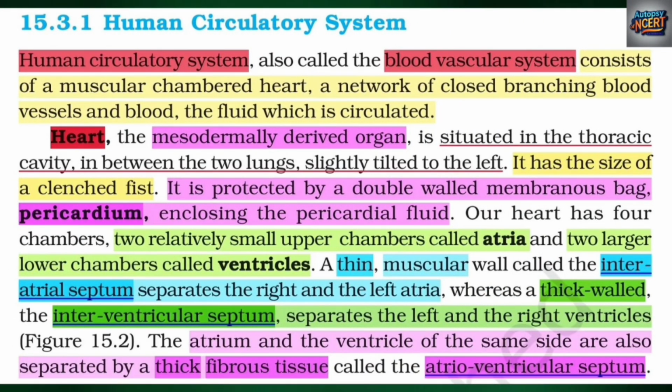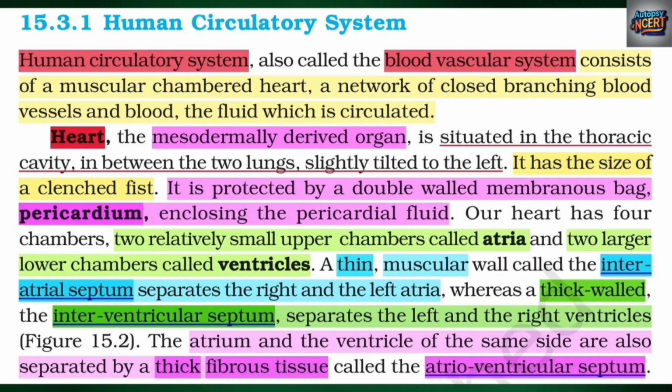15.3.1 Human Circulatory System. Human circulatory system, also called the blood vascular system, consists of a muscular chambered heart, a network of closed branching blood vessels and blood, the fluid which is circulated. Heart, the mesodermally derived organ, is situated in the thoracic cavity, in between the two lungs, slightly tilted to the left. It has the size of a clenched fist. It is protected by a double-walled membranous bag, pericardium, enclosing the pericardial fluid.